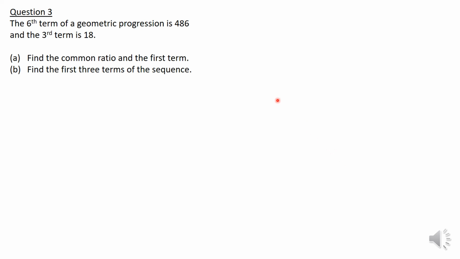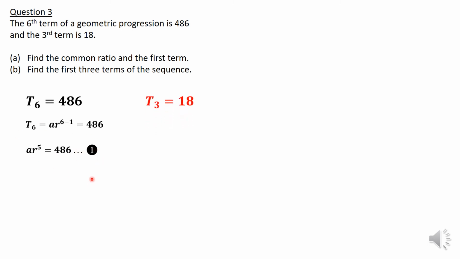Right, so we have this question here. The sixth term of a GP is 486 and the third term is 18. I'm going to write the sixth term first. Now I know that the formula is ar to the power n minus 1, so ar to the power 6 minus 1 simplifies to ar to the fifth power equals 486. That would be my first equation. My second equation, where the third term is equal to 18, is ar to the power 3 minus 1, so ar squared equals 18.